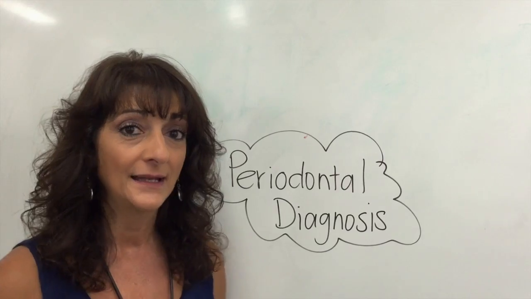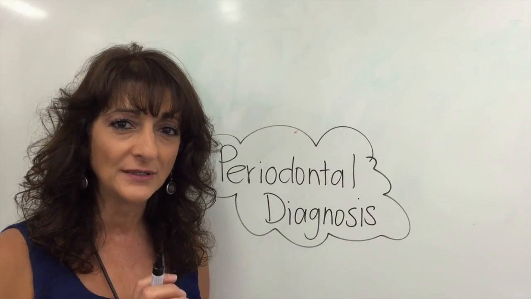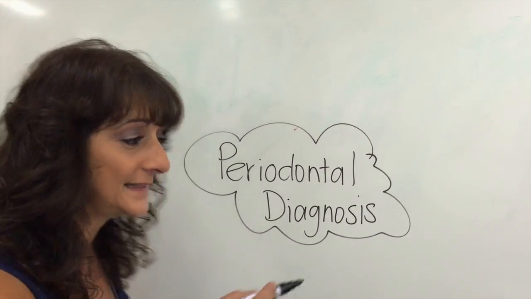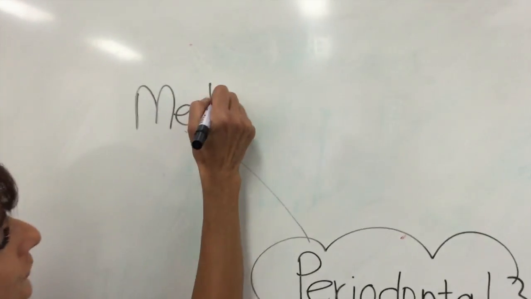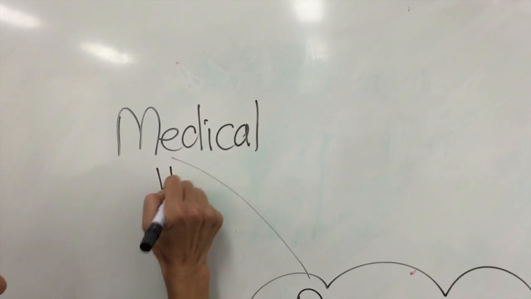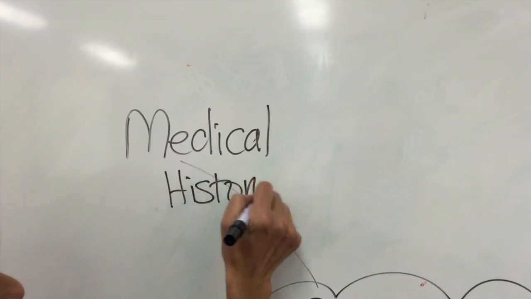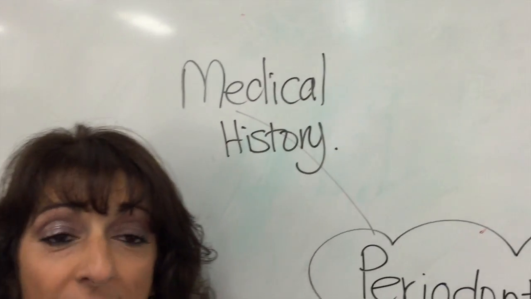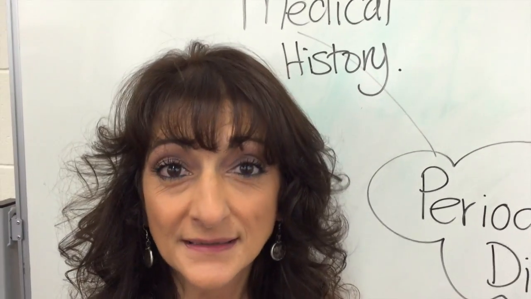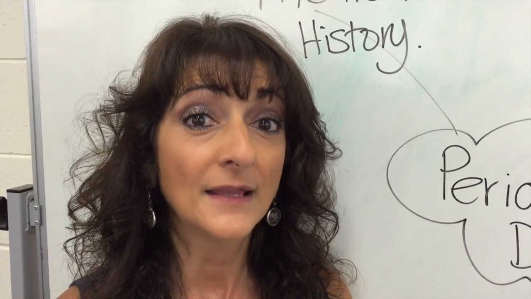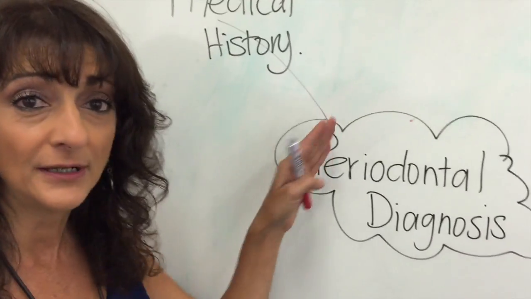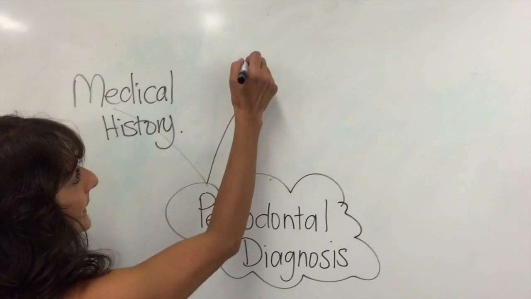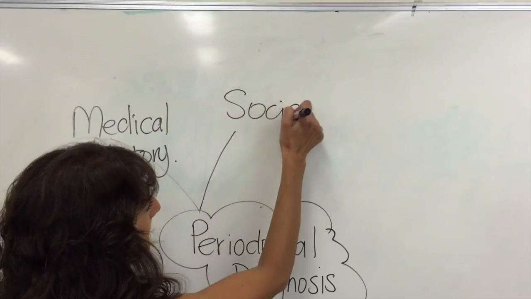So let's begin. What do we need to make an accurate diagnosis? The first thing is a thorough medical history. You probably covered this in first year, where you looked at different conditions, different medications that may have an effect on the oral cavity. Very closely linked to the medical history is the patient's social history.